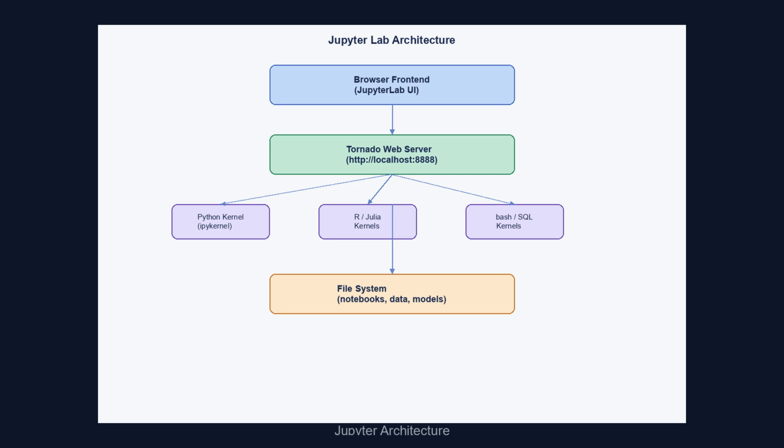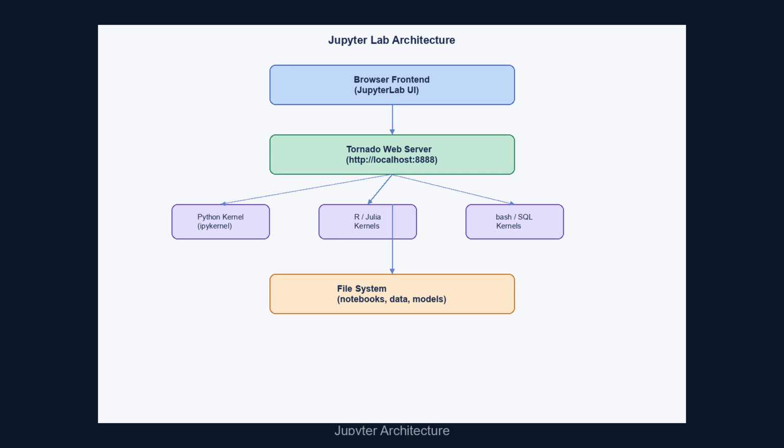Below the Tornado server, there are various kernels that allow you to execute code in different languages. The Python kernel, known as ipykernel, is the most commonly used, but you also have options for R and Julia, as well as Bash and SQL kernels, giving you flexibility in your coding environment. Additionally, the architecture connects to the file system, where your notebook's data and models are stored. This integration is crucial because it enables seamless access to your files while working within Jupyter Lab. Understanding this structure helps you navigate Jupyter Lab effectively and utilize its features to their fullest potential.